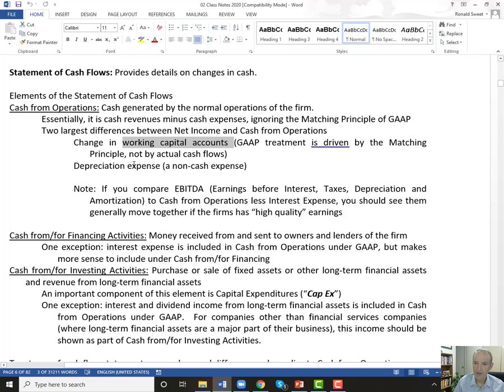So those are the two adjustments. Working capital can be positive or negative, depending on whether accounts receivables are increasing or decreasing. Depreciation is always an add back to cash. So we're going to compare. I'm not going to do it exactly like it's in this note. You're going to see the way we're going to look at it.